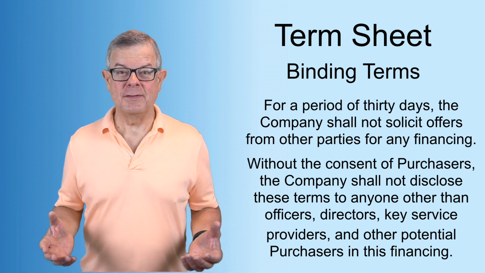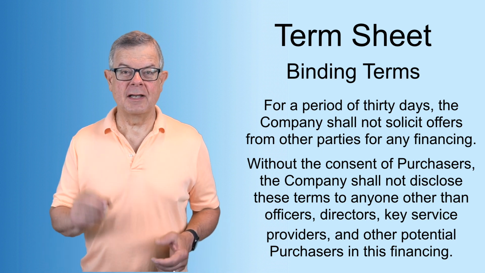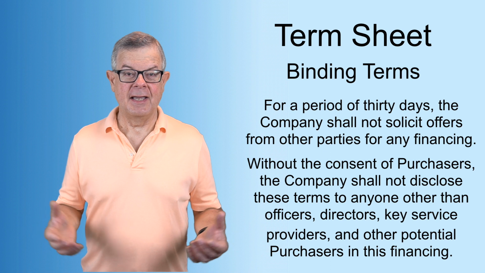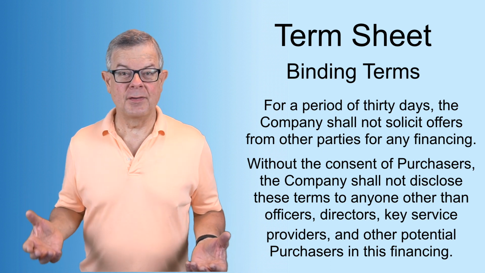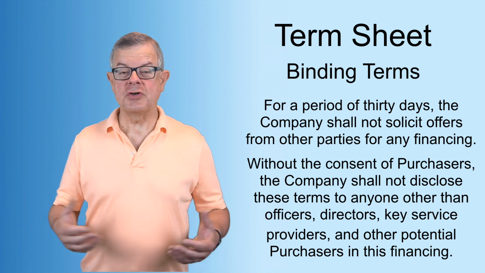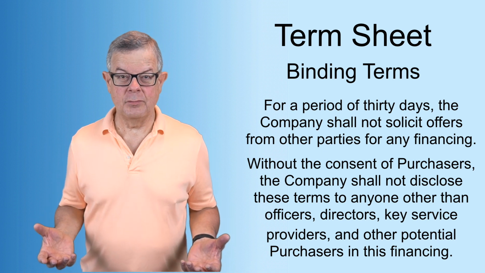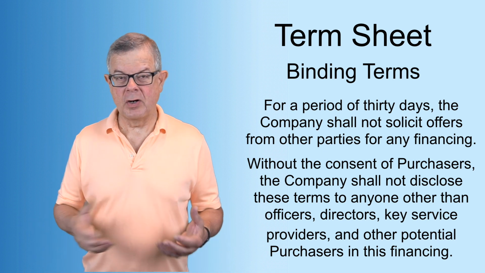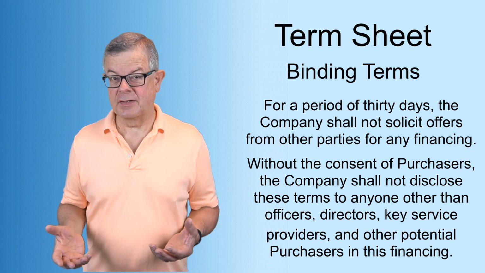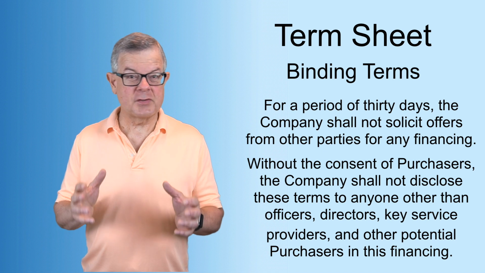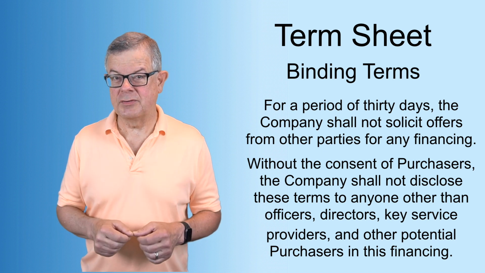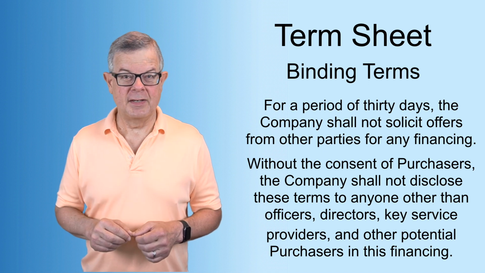And finally is the one paragraph in the document that is binding. And it basically says that for 30 days, the company shall not solicit other offers and won't share the details of the term sheet with anyone, except key partners and prospective investors. So it's trying to keep the company focused just on this particular investment opportunity over a 30-day period.